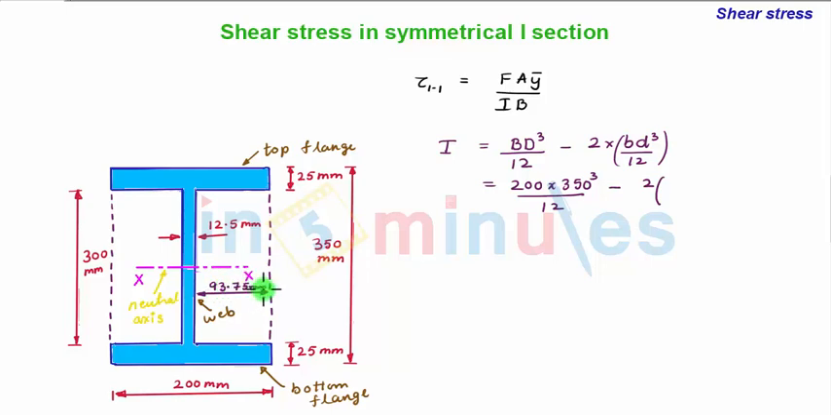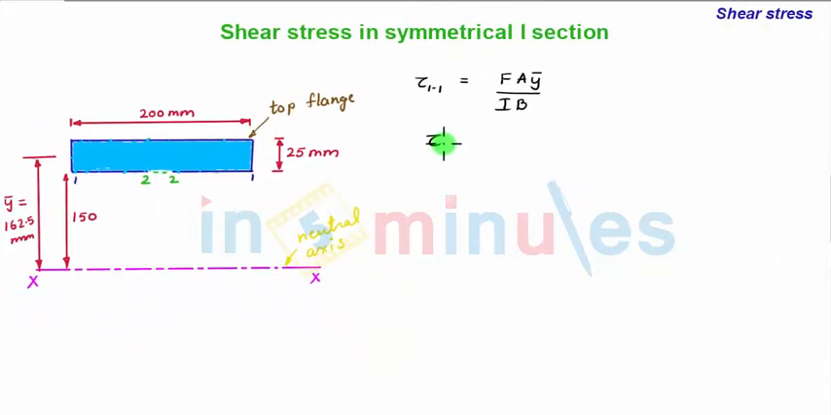93.75 mm. So we have 93.75 multiplied by the depth, which will be 300, upon 12. So upon calculation we get the value of I equal to 292.7 into 10 to the power 6 mm to the power 4.